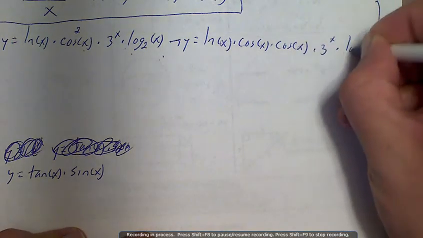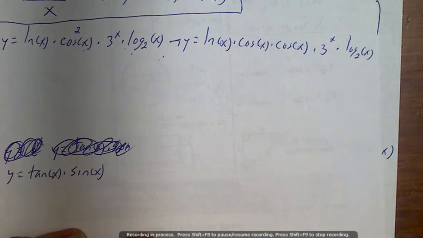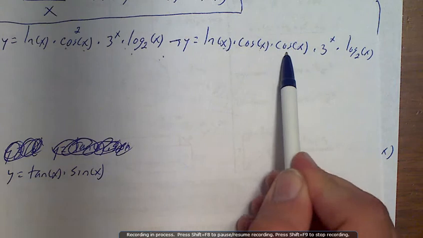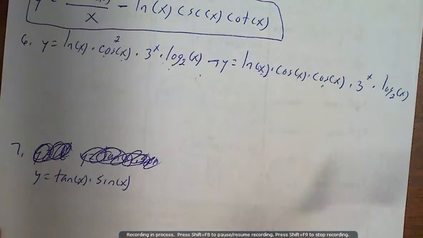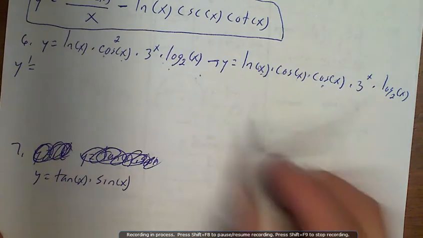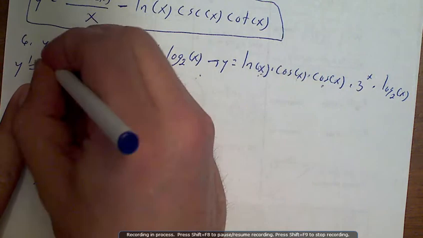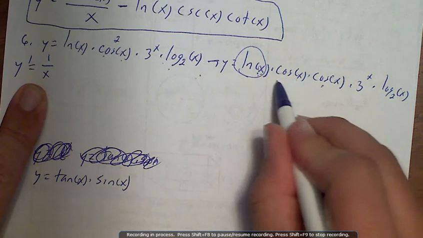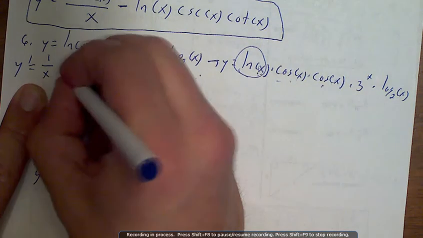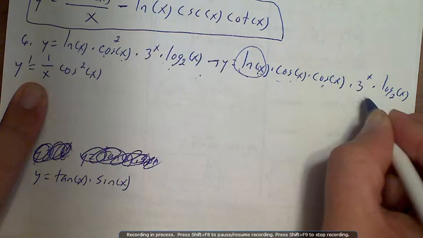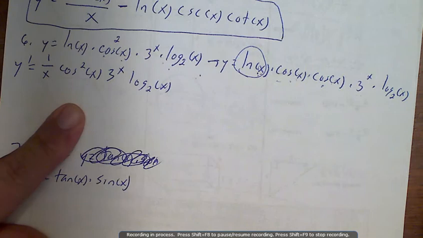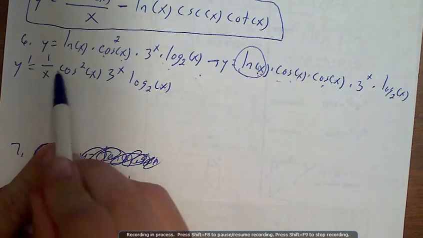So, derivative here of natural log is 1 over x. So I just did this one. Now, leave the rest. So cosine, cosine, I'm just going to write it as cosine squared, 3 to the x, log base 2 of x. So I just did the derivative of the first part, left the rest alone. Plus, do the derivative of the second function. So I have natural log of x, derivative of cosine is negative sine of x, and again leaving the rest alone.